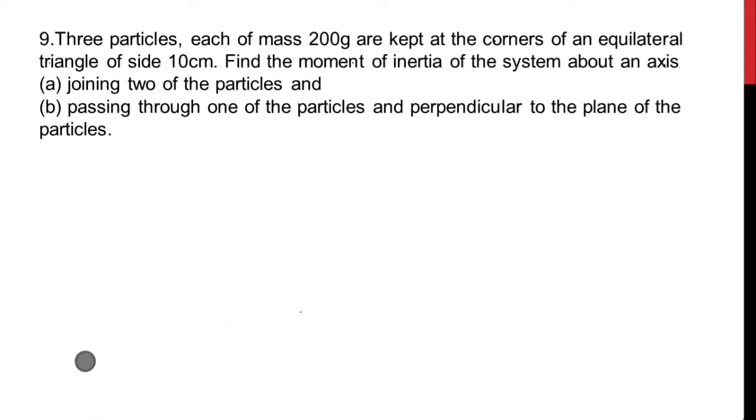There are three particles, each of mass m, that is given as 200 gram, kept at the corners of an equilateral triangle of side 10 centimeter. So in this diagram you can see each side is 10 centimeter, or we can say 0.1 meter. Now find the moment of inertia of the system about an axis.